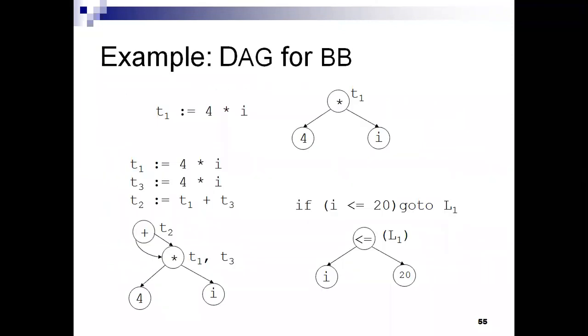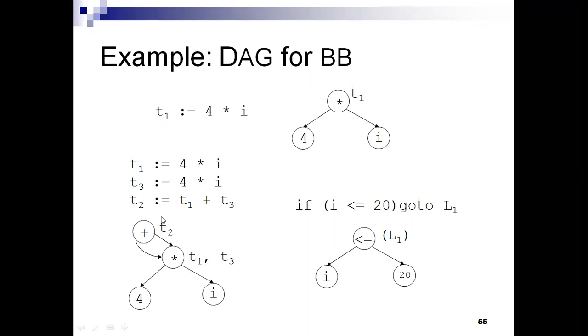And here we have different representations of the DAG, meaning different examples. For example, if T1 is equal to 4 into I, how can we represent the DAG? This is the way of representing it: T1, 4 into I. And here we have another representation. T1 is equal to 4 into I, and T3 is for the same temporary storage variable. T3 is also defining the same statement. So put a comma and write down T3.